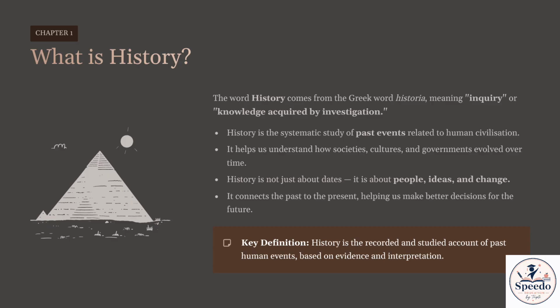History also connects the past, present, and future. The decisions people made long ago continue to influence our lives today. By studying history, we understand our roots and become more aware of our culture and identity. This is why we can define history as the recorded and studied account of past human events based on evidence and interpretation. Now that we know what history is, let's understand why studying history is so important.